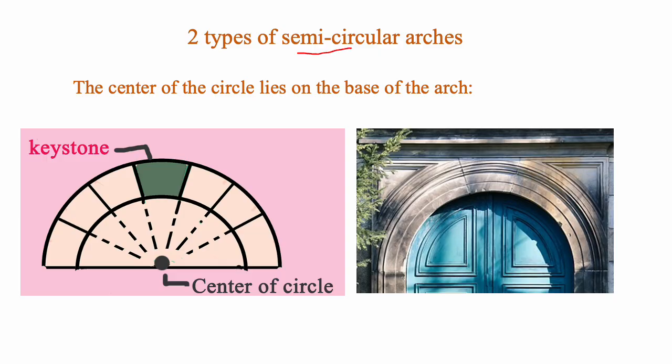In this first type we'll talk about, the center of the circle is at the base of the arch, and all the lines from the stones go to that center. To make it look realistic, include a keystone which straddles the vertical center line. Here is an example, and to find its base, we need to find where it stops curving. So the base would be about here, and the center of the circle would be about here.